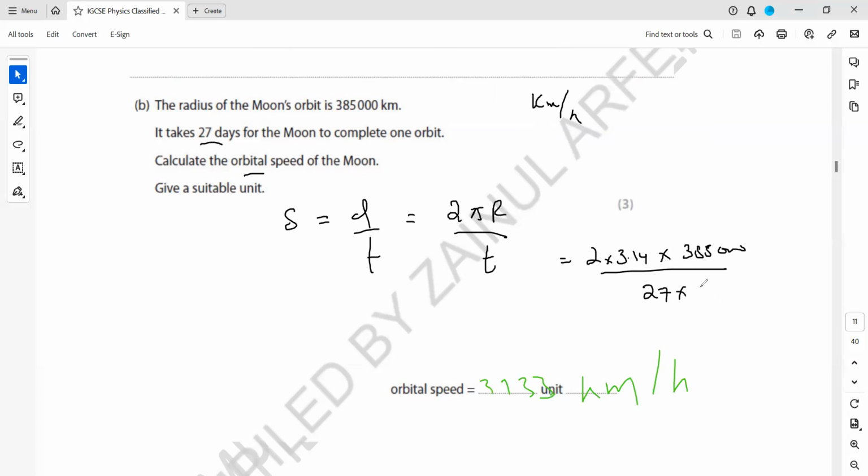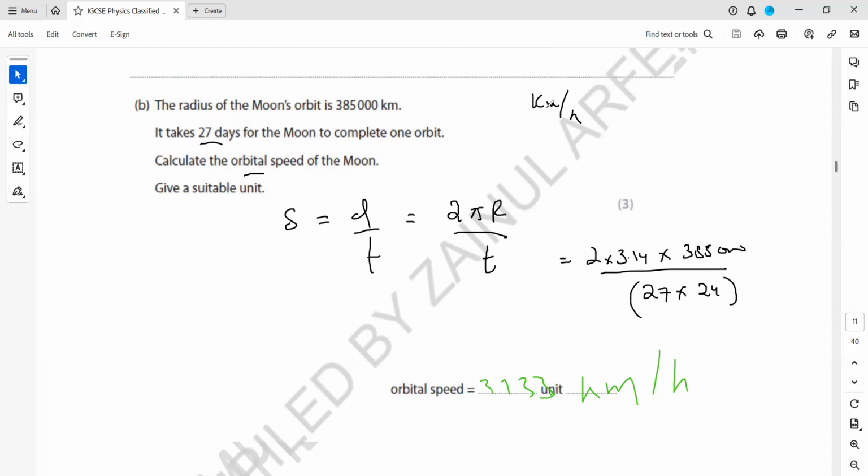27 days are there. So we multiply by 24 to convert into hours, as one day has 24 hours. And then if it is minutes, we'll multiply again by 60, and for seconds again by 60. So that's in kilometers per hour.